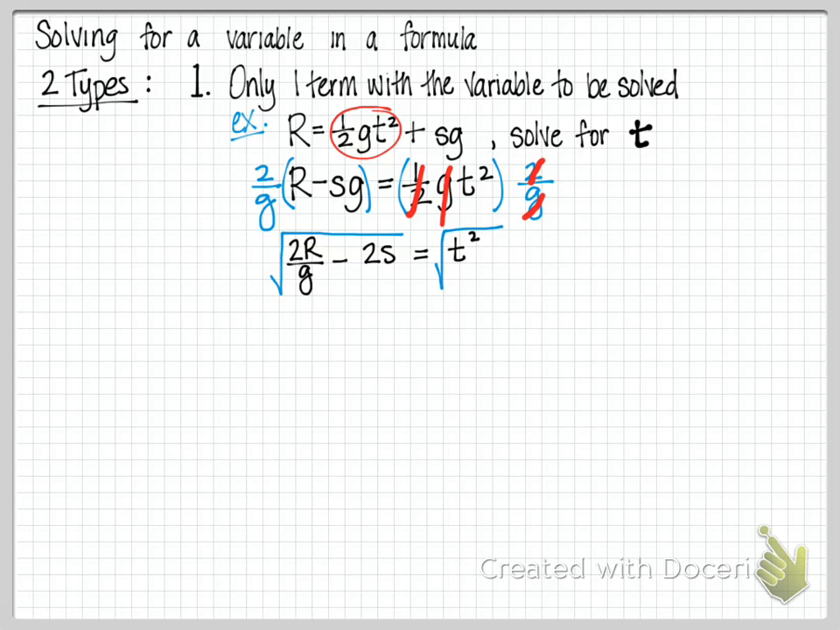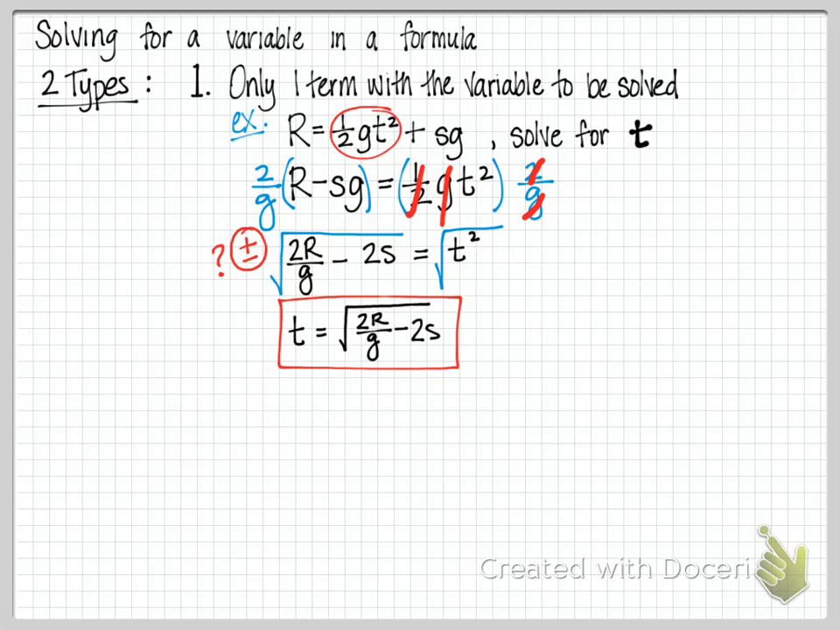This does bring up an issue with formulas: should there be a plus and minus? If you knew what the letters stood for, in this case, this t is probably representing time. There is no such thing as negative time. We don't have time machines and things like that. So it would only be the positive. There is a plus and minus because you're taking a square root, but because of what that variable represents, there would only be one answer, and that would be the positive.